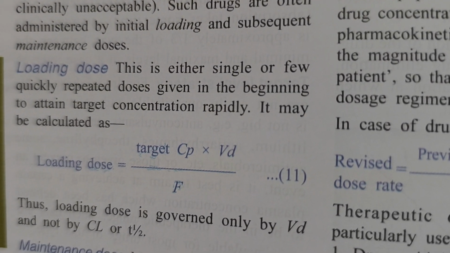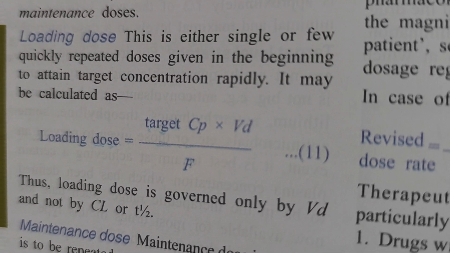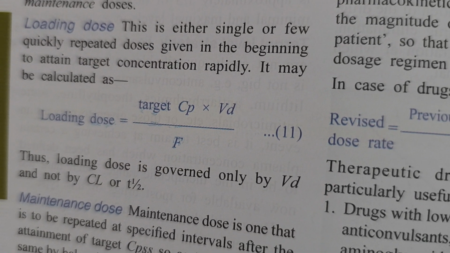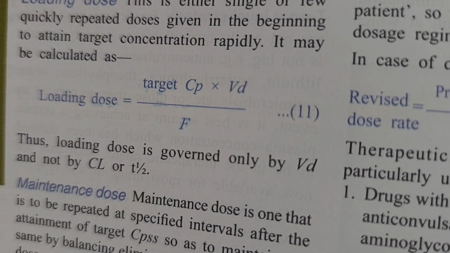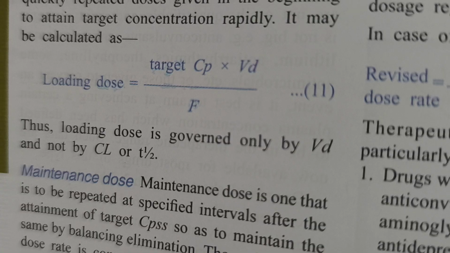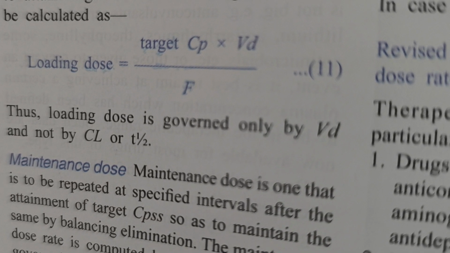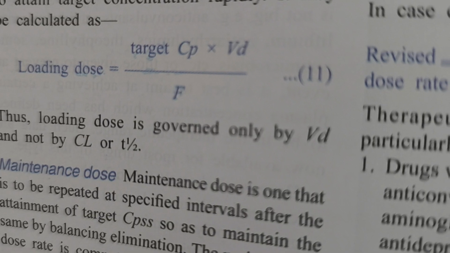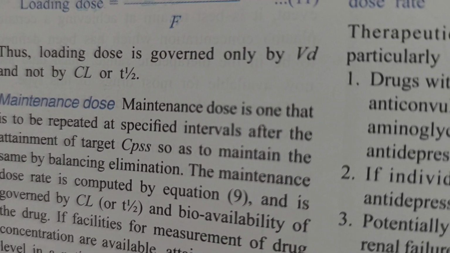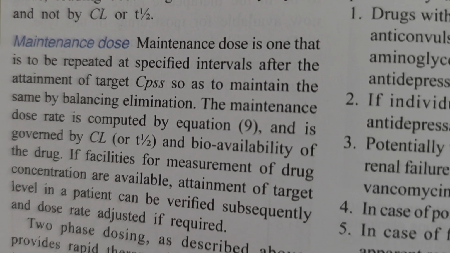Such drugs are often administered by initial loading and subsequent maintenance doses. Now, what is loading dose? It is either a single or a few quickly repeated doses given in the beginning to attain target concentration rapidly. It may be calculated as loading dose equals target plasma concentration times volume of distribution divided by F. Thus, the loading dose is governed only by volume of distribution and not by clearance or T half.